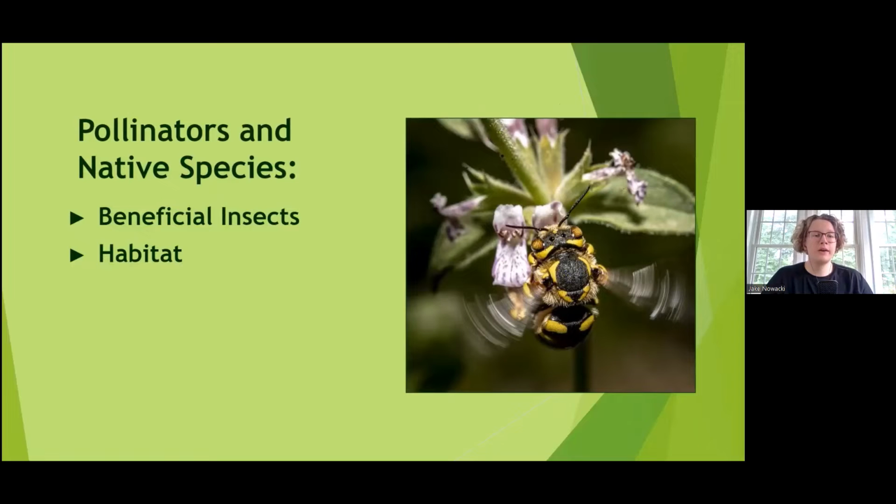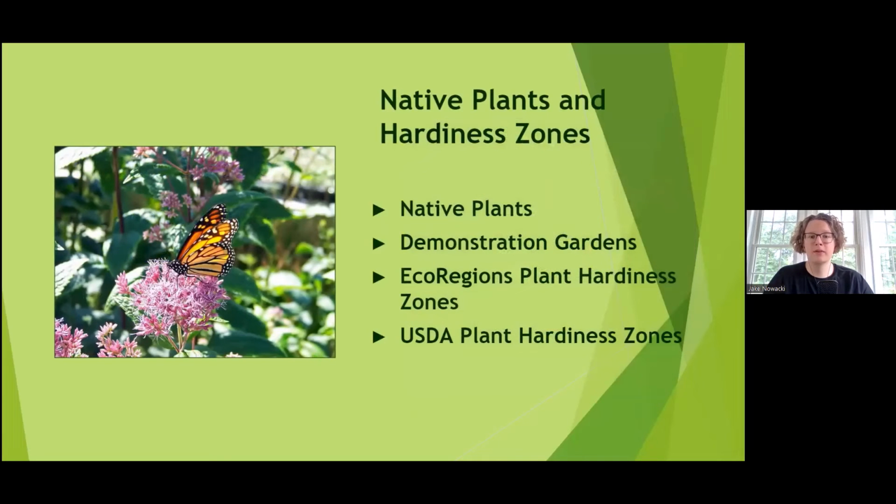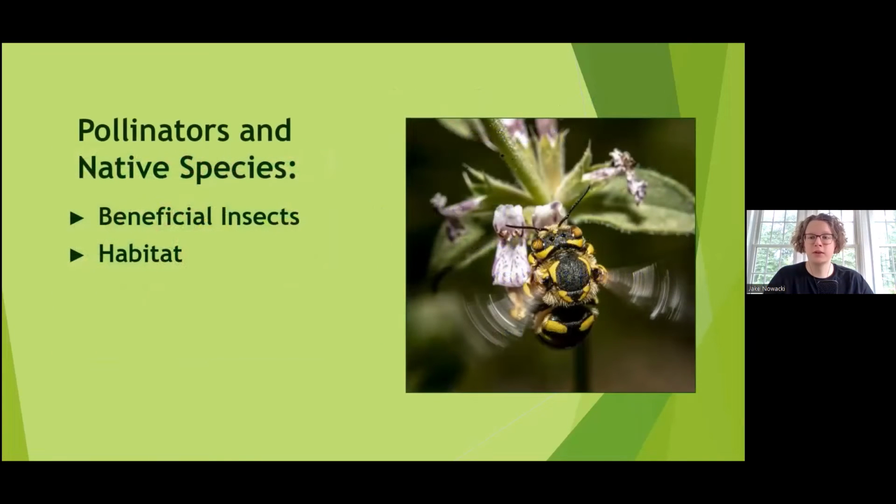Additionally, the pollinators and native species section includes information regarding beneficial insects and the habitats that these insects thrive in. A lot of these resources include pollinator fact sheets and others that can tell you which plants to plant for which pollinators. On the previous slide, we included swamp milkweed and the monarch butterfly. And on this slide, you can see a honeybee.